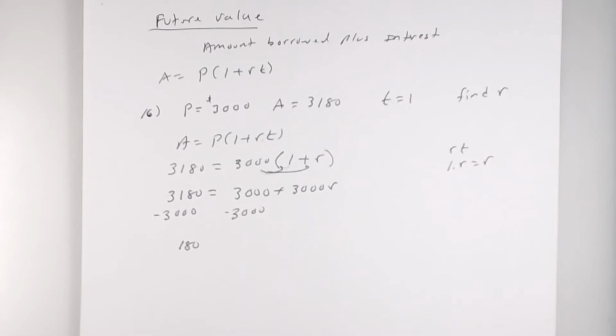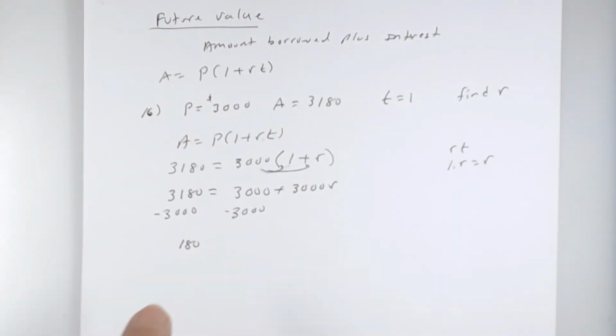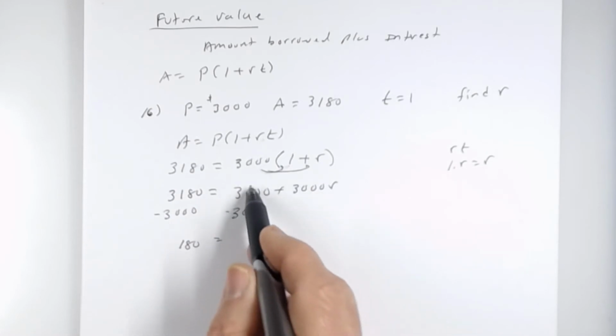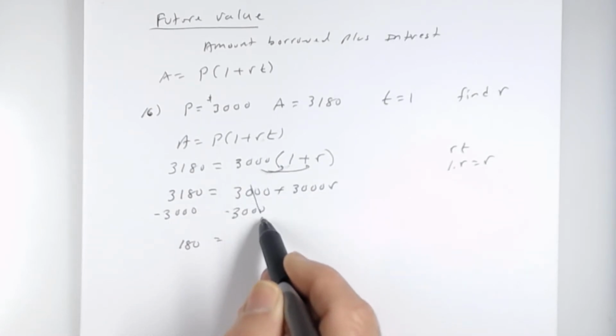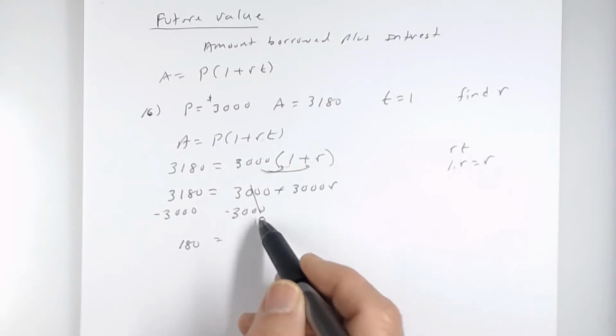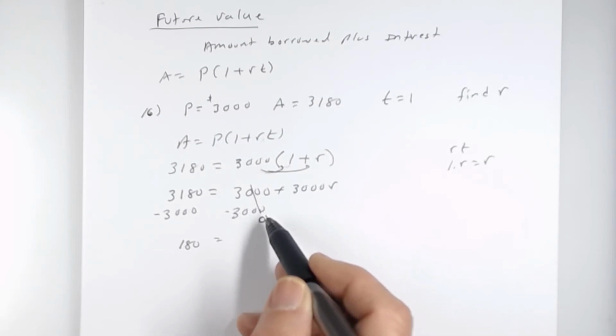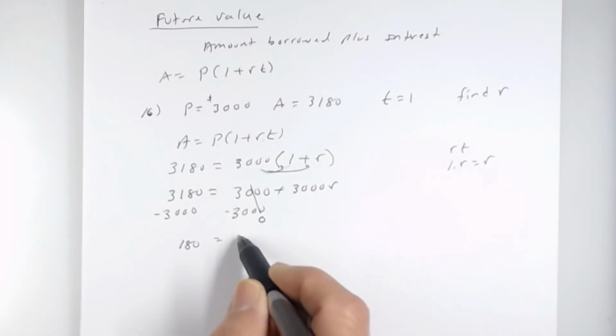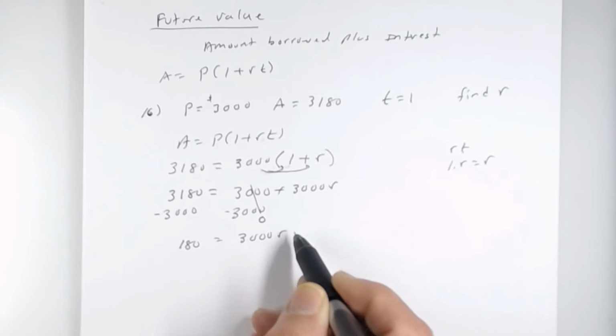So we're about to get to a situation where you could, instead of starting out with the formula, have done something different. And that's what this is about to represent. So that 180 represents the interest, and then 3,000 minus 3,000 is 0. Don't say cross out, say 0. 3,000 minus 3,000 is 0. 0 plus 3,000R is 3,000R.